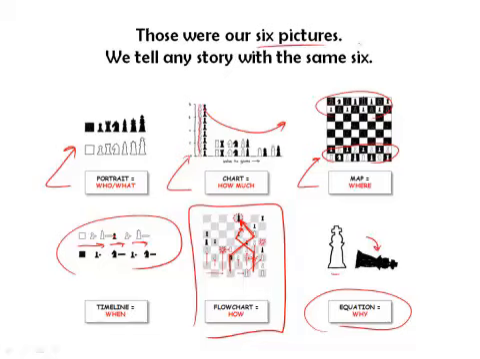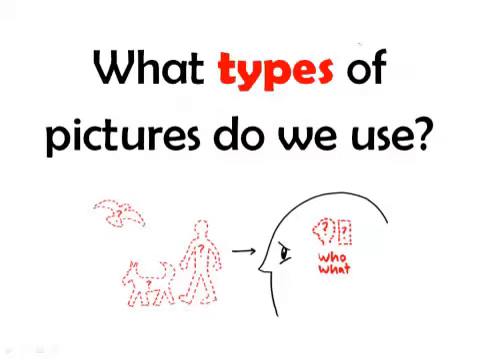Now those are the 6 pictures, and we're going to use them all the time. So we've talked about when to use pictures, always. We've talked about which pictures to use, the 6. And now I want to talk about something that we have never discussed before, not in any of my lessons, the types of pictures that we're going to use.